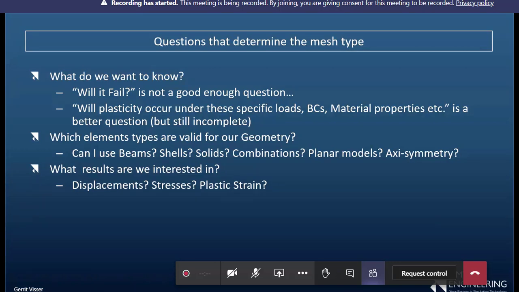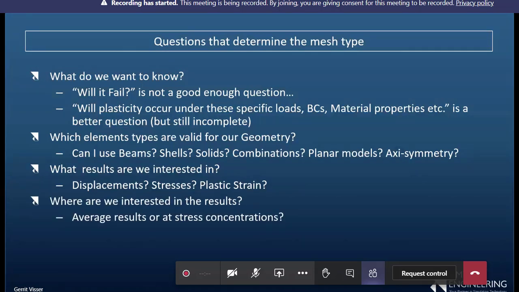If I look at plastic strain, again, some types of beam elements can actually do it, some in a very primitive way, some in a more advanced way, but there's a lot of things still missing. So the results that I want to end up with, back to this first question, what do we want to know, also plays a significant role in the element types that we may choose. Another question is, where are we interested in these results? As I say, a beam element can generate stresses, but a beam element cannot give you any stress concentration answers. It completely ignores stress concentrations because there's not enough information in the formulation to take it into consideration.